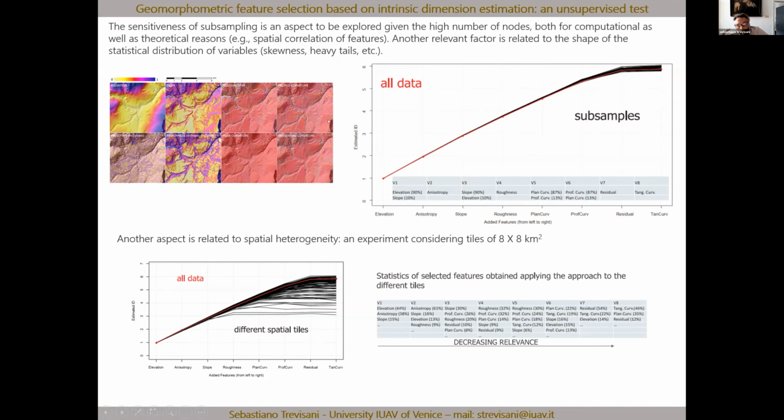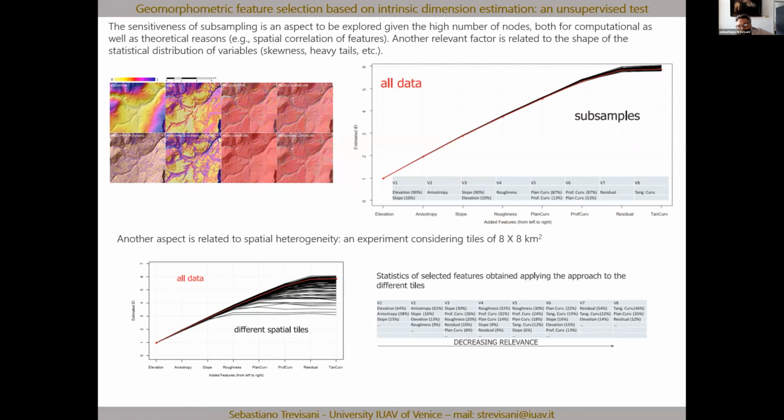I also tried the algorithm on some sample of the data, considering only 5% of the data. So the red line is referred more or less to 1 million points. Instead, the black curves are related to the 5% of this 1 million points. And it's good because the results are quite stable. And so this is a quite important technical characteristic of the algorithm.